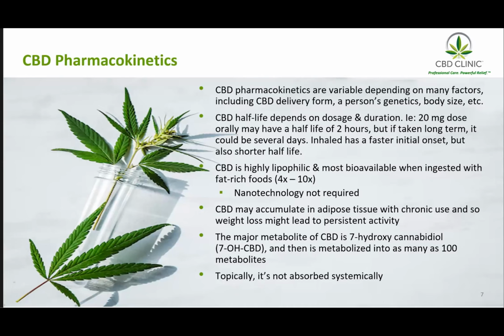The major metabolite of CBD is 7-hydroxycannabidiol, but then it gets metabolized into as many as 100 different metabolites. So we have to think about how CBD itself is being broken down with the CYP enzymes, but then we have to factor in what's happening with all these metabolites. And right now we don't have all that information. As you can tell, it's pretty complex. There's still a lot we have to learn.